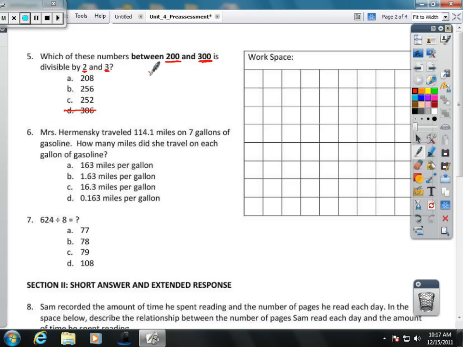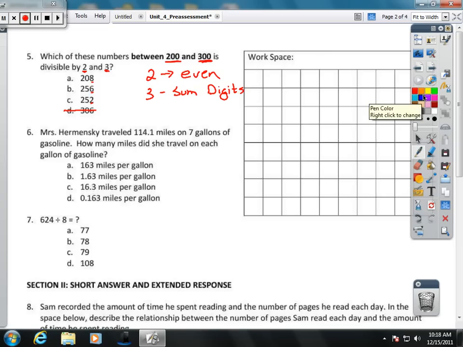Now, how do I know if a number is divisible by 2? Well, a number is divisible by 2 if it's an even number. All of these numbers are even because they all end in even digits, so they're all divisible by 2. A number is divisible by 3 by looking at the sum of the digits. If the sum of the digits is divisible by 3, then the number is divisible by 3.